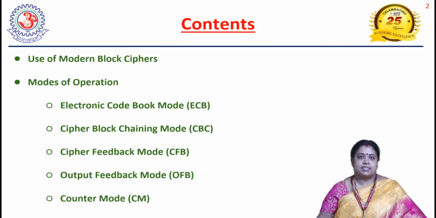That means first we discuss what the use of modern block ciphers is. Then we discuss the modes of operation. Actually, there are 5 modes of operation. One is called electronic codebook mode, and the second is called cipher block chaining mode. Third is cipher feedback mode, fourth is output feedback mode, and fifth is counter mode. Okay, so we go into the topic.